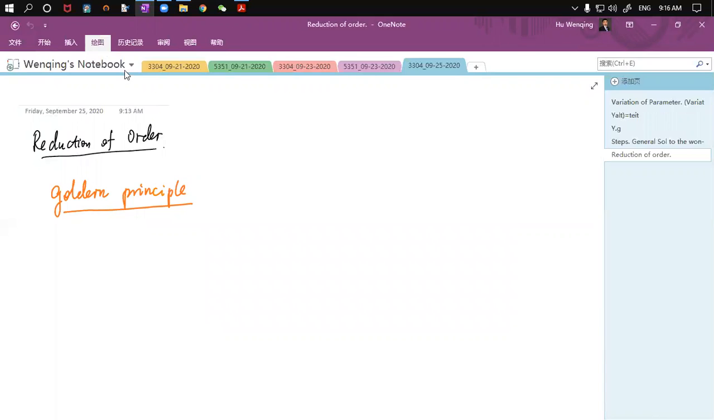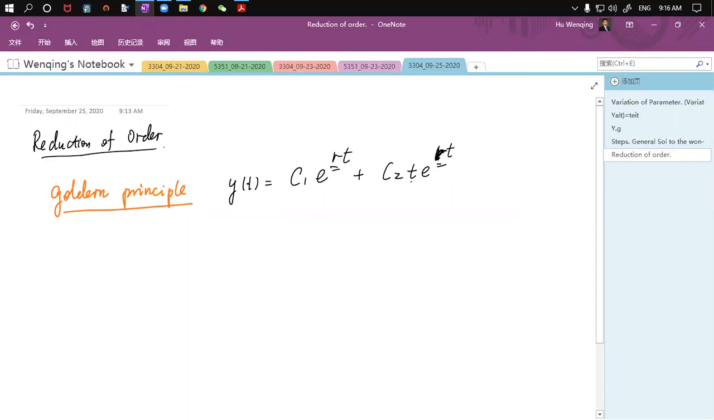Right, so this principle says that if you're lacking solutions, you should multiply by t. It has been used in finding solutions. For example, when we have the general solution to the homogeneous problem, we usually use c1 e^(rt) and then c2 t e^(rt), just in case the two roots are the same. If the two roots are the same, then you're lacking solutions. As long as you're lacking solutions, you should multiply by t. So that's the golden principle, right?